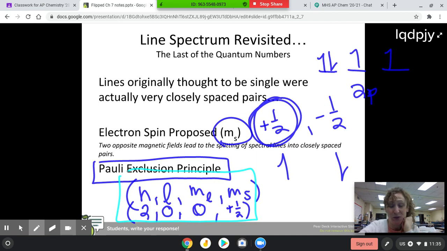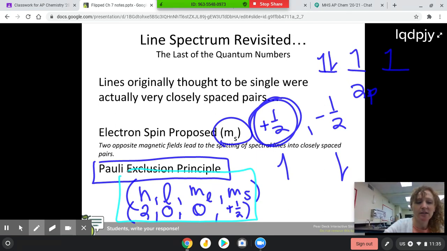And if you have a question, instead of typing your answer into Pear Deck, you can just type your question into Pear Deck. Tell me where you get stuck. If you can't answer this, tell me where you get stuck. Callie, I'm going to answer your question on the side.